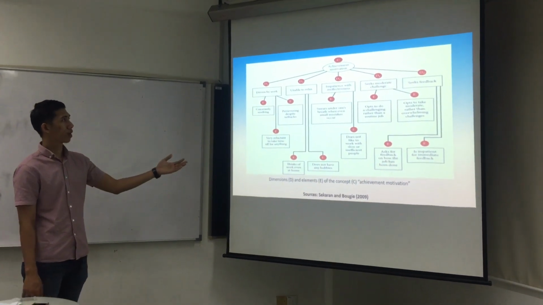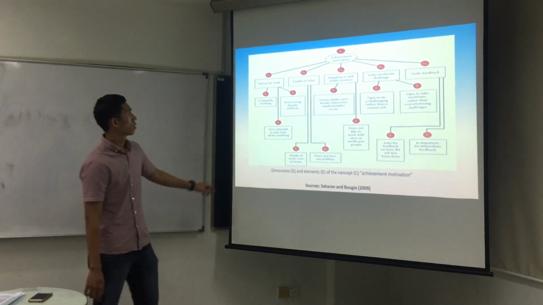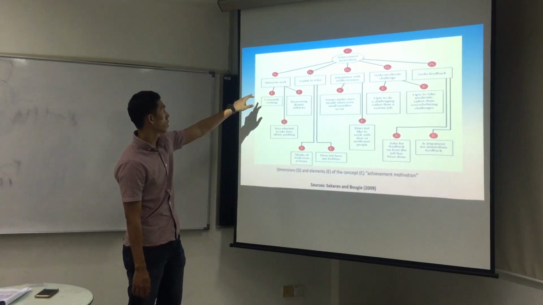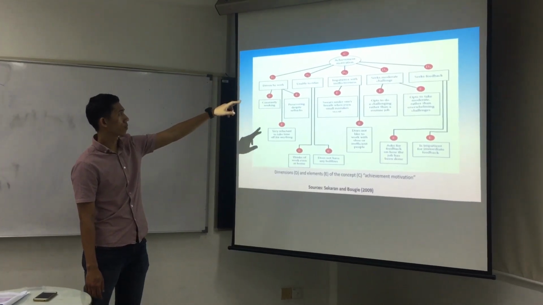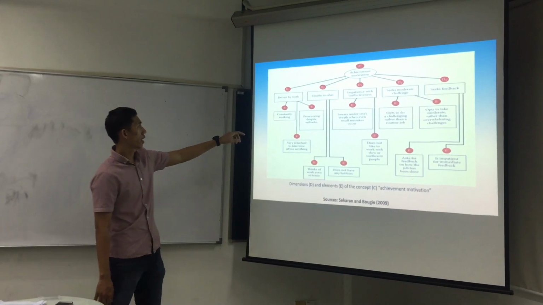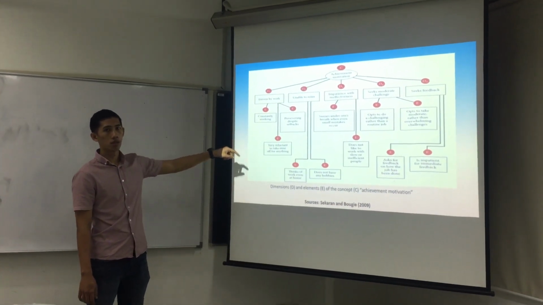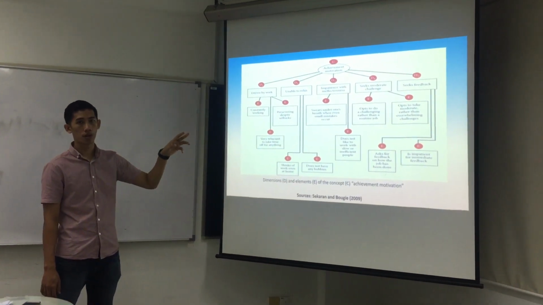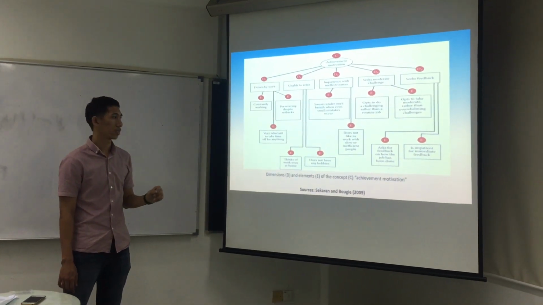So the diagram here is the example of achievement motivation. So the upper one here is the dimension, which is driven by work, unable to relax, impatient with effectiveness, and so on. And under the dimension are the indicators. So one concept can have multiple dimensions, and one dimension can have multiple indicators.